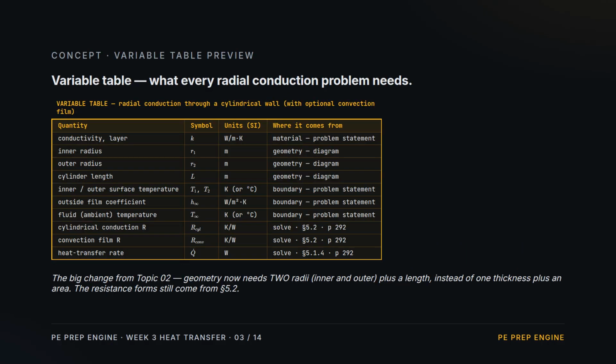Same 3-column shape. The big change from topic 2. Geometry now needs 2 radii and a length, instead of 1 thickness and an area. The solve rows point at the resistance forms and the closed form heat rate.